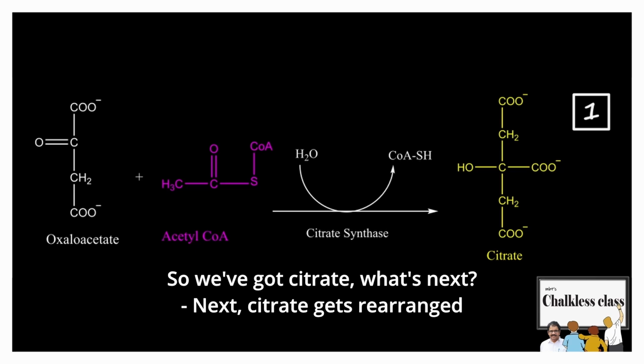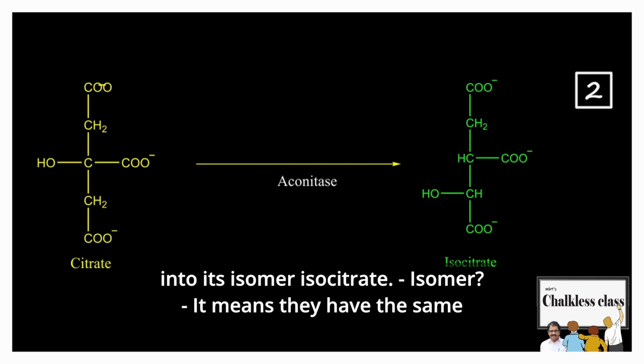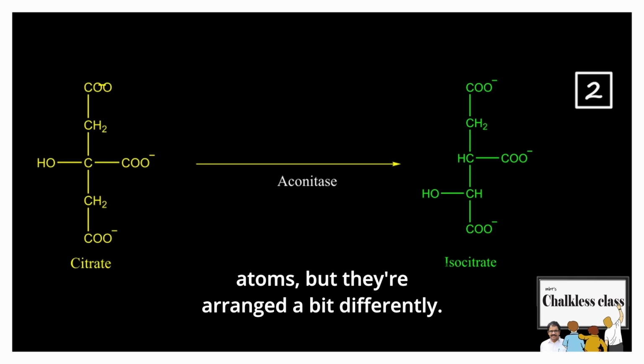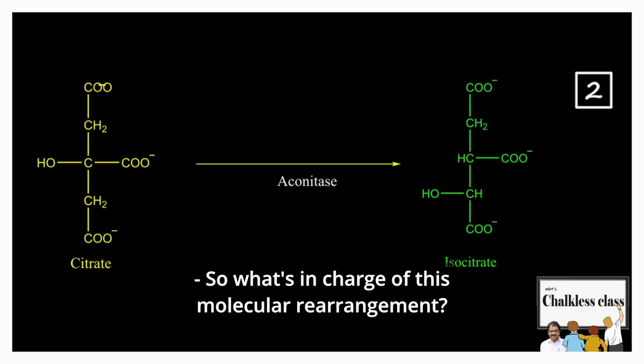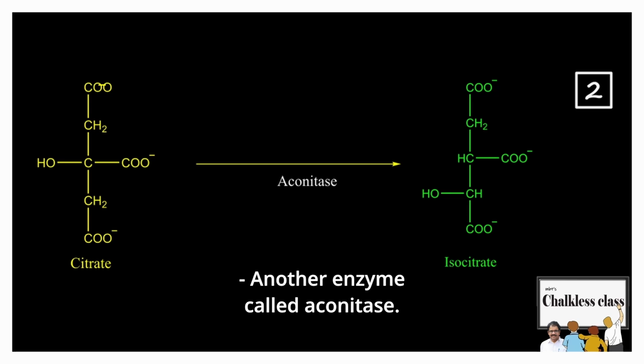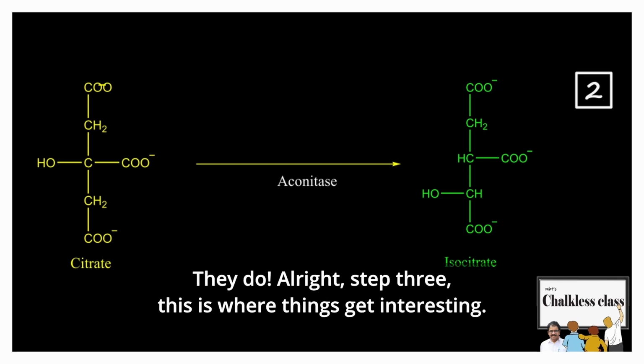So we've got citrate, what's next? Next, citrate gets rearranged into its isomer isocitrate. Isomer. It means they have the same atoms, but they're arranged a bit differently. Like rearranging furniture. That's a good way to think about it. So what's in charge of this molecular rearrangement? Another enzyme called aconitase. Aconitase. They all have such interesting names. They do. All right, step 3. This is where things get interesting.